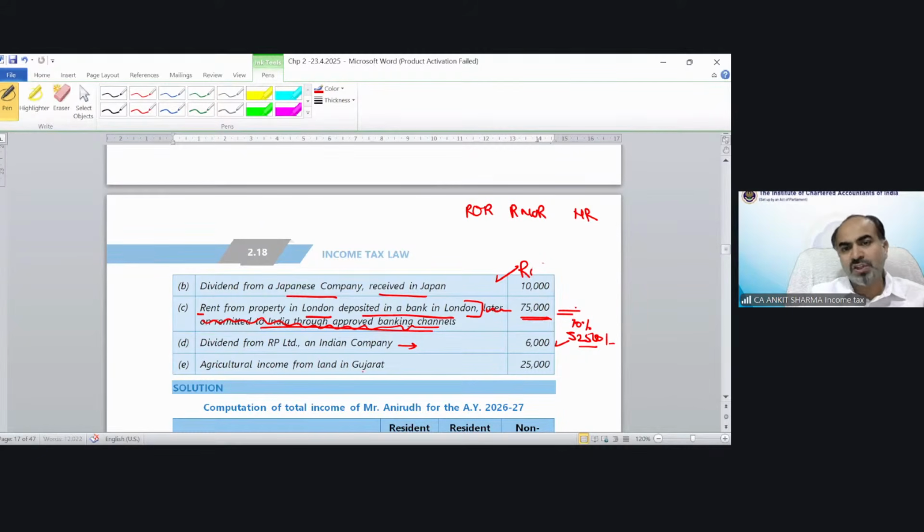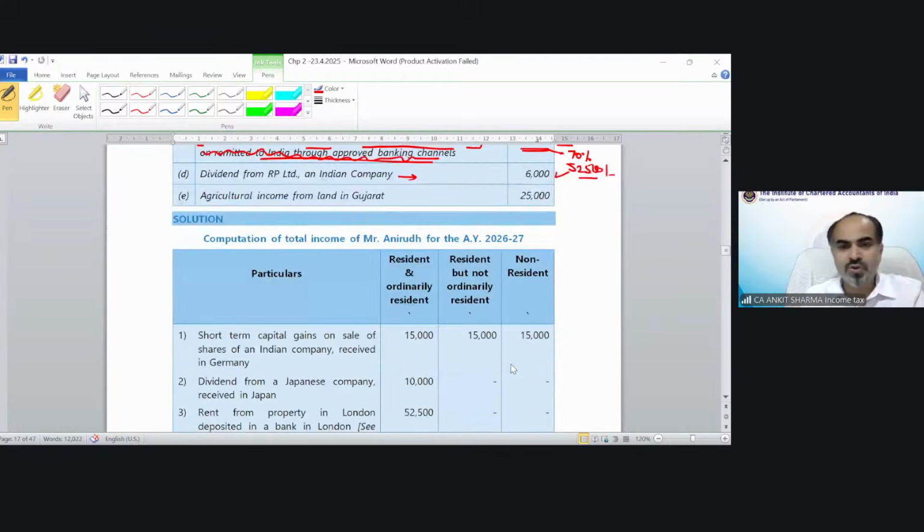Now, agricultural income from land in Gujarat. What is going to be the treatment? If any income is exempted, we cannot tax it. Because it's agricultural income in Gujarat, it is exempted income. And if it is exempted, that means it is not going to be taxed in any category, whether ROR, RNOR or NR. So that is going to be exempted. Now you can see the solution.